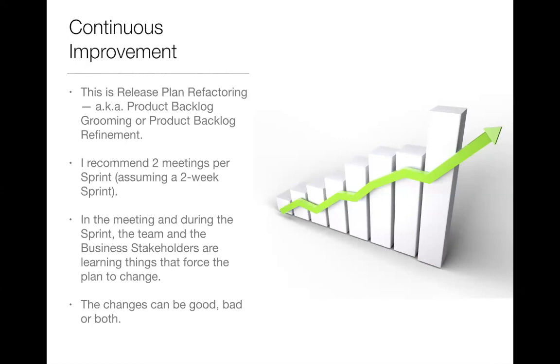In the meetings and during the sprint, the team and the business stakeholders are learning things that force the plan to change. But not only they, also the product owner is working with other people outside the team that are maybe doing research or other things, or maybe just bringing changes to us, and we then have to take that information and put it into the grooming refinement, or what Joe calls the refactoring process. So these changes can be good, bad, or both.